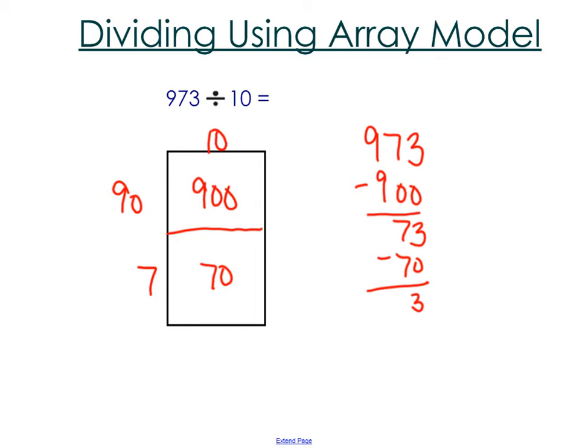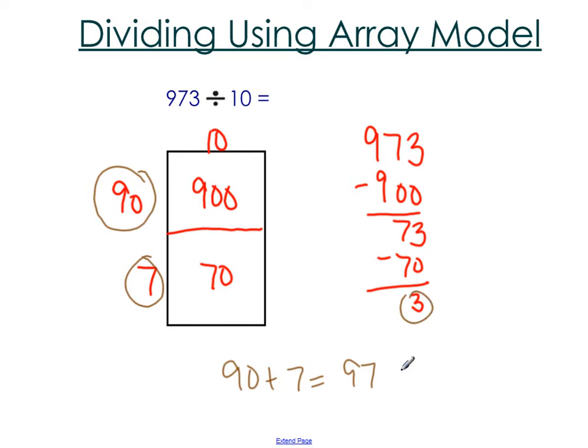So what we have come to for our quotient is 90 was used and 7 was used. So that's 90 plus 7, which is 97, and what's left over is our remainder 3. So 973 divided by 10 is 97, remainder 3.